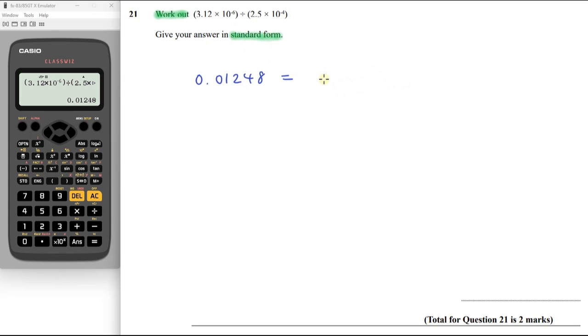Now we need to write that in standard form. So our base number is going to be 1.248, because it has to be between 1 and 10. And then we're going to be multiplying by 10. Now, if we're starting off at 1.248, our decimal point is here. So actually we're dividing by 10, but we can still think about it as multiplying by 10 to a negative power. We're going 2 places to the left, so our power is negative 2. So that is our answer, 1.248 times 10 to the power negative 2.